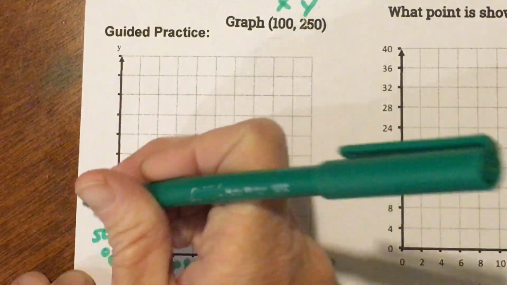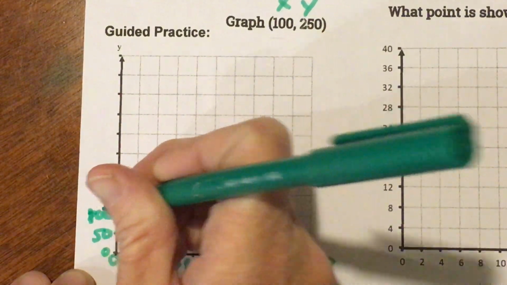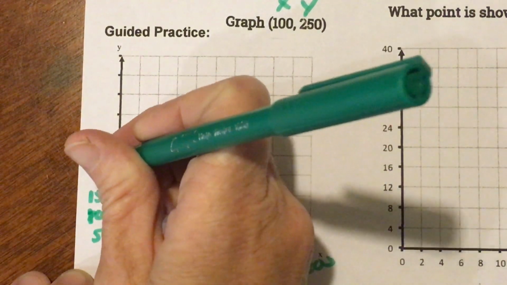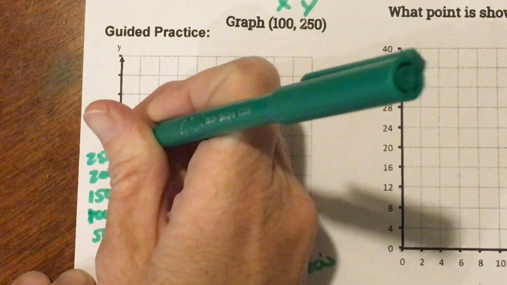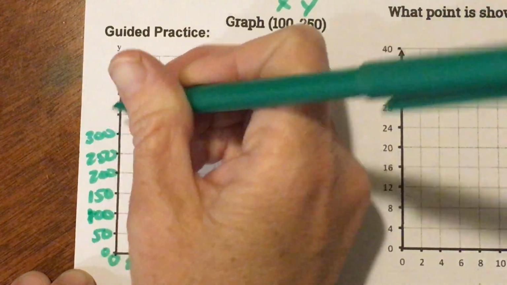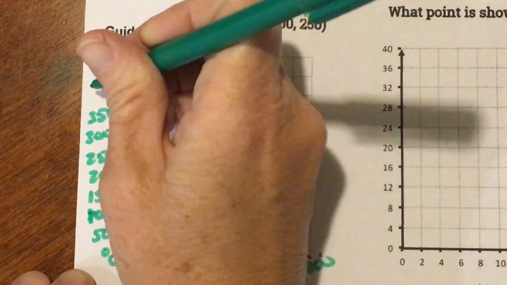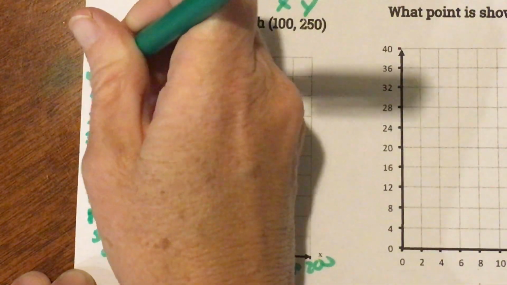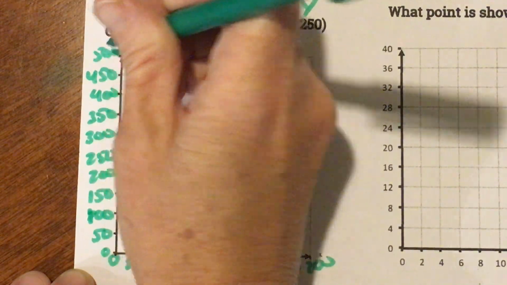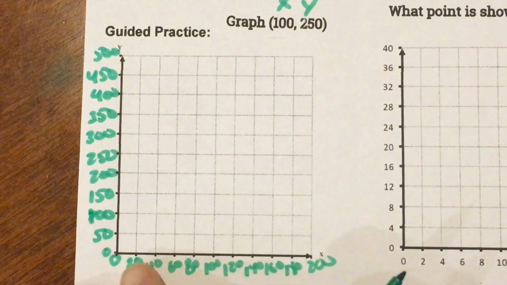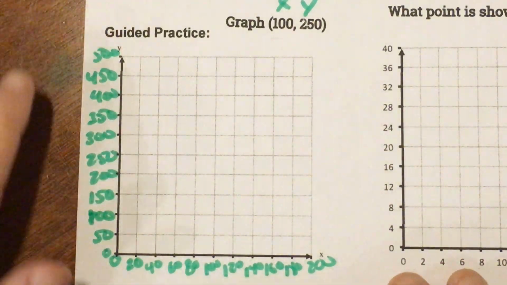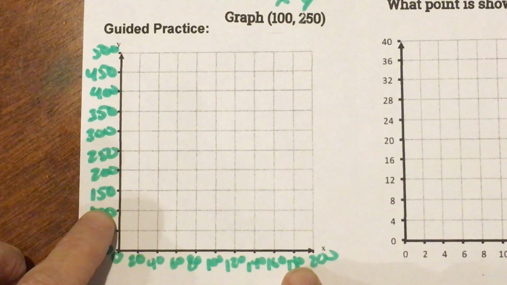So I have 50, 100, 150, 200, 250, 300, 350, 400, 450, and 500. Okay, so my scale here is by 20s. My scale here is by 50s because they don't have to match.